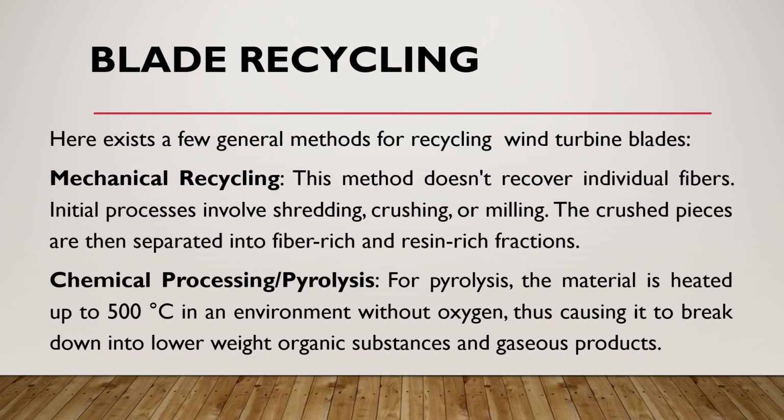There exist a few general methods for recycling wind turbine blades. Mechanical recycling: this method doesn't recover individual fibers. The initial process involves shredding, crushing, or milling. The crushed pieces are then separated into fiber-rich and resin-rich fractions. For the chemical processing, the material is heated up to 500 Celsius in an environment without oxygen, thus causing it to break down into lower weight organic substances and gaseous products.